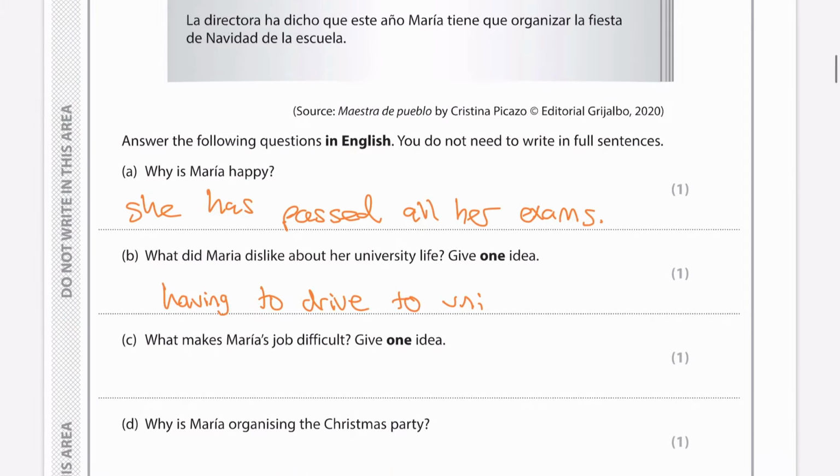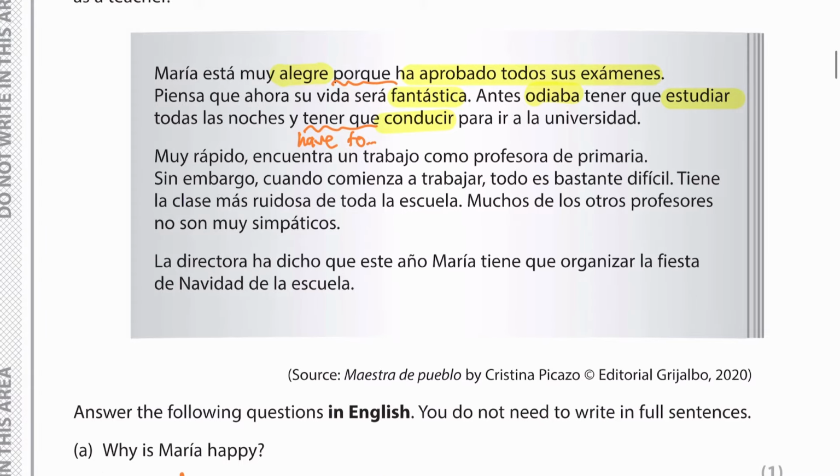What makes Maria's job difficult? Give one idea. I don't think we've read this bit yet, so let's do that. Muy rápido.